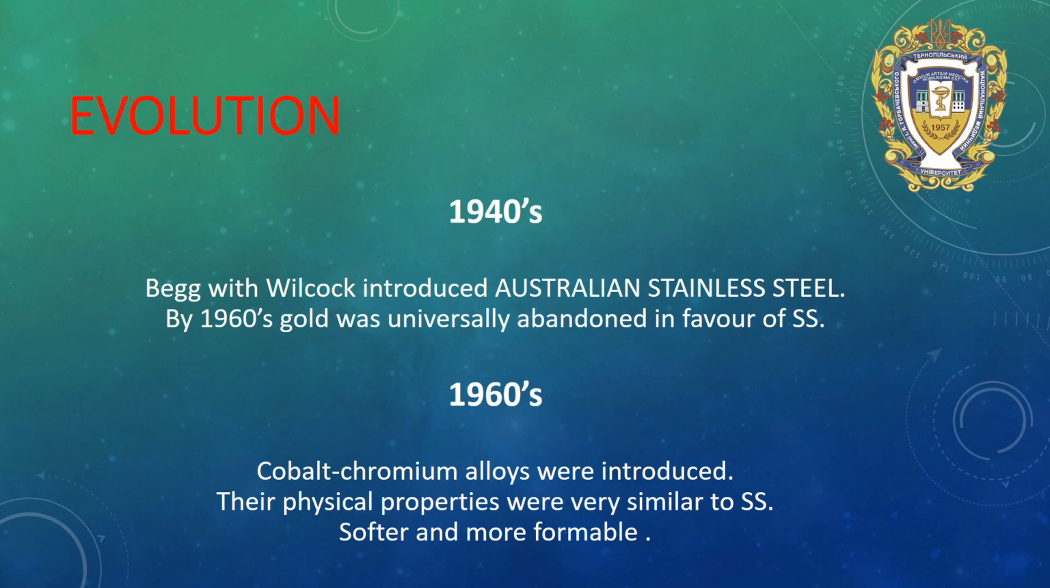In the 1940s, Beck with Wilcock introduced Australian stainless steel. By the 1960s, gold was universally abandoned in favor of stainless steel. In the 1960s, cobalt-chromium alloys were introduced. Their physical properties were very similar to stainless steel, but this alloy is softer and more formable.